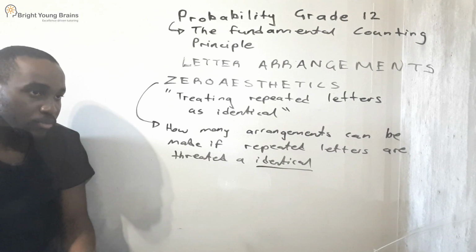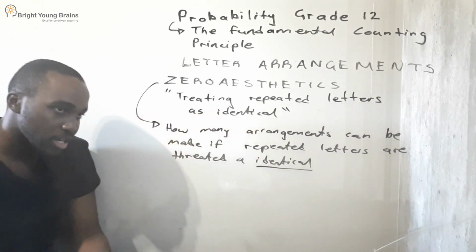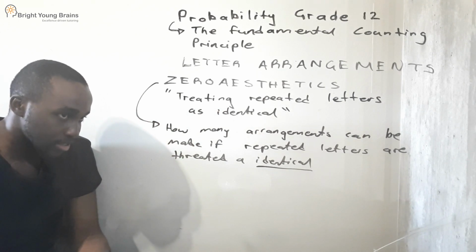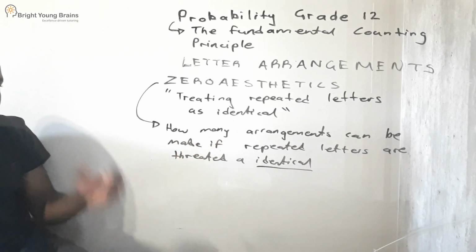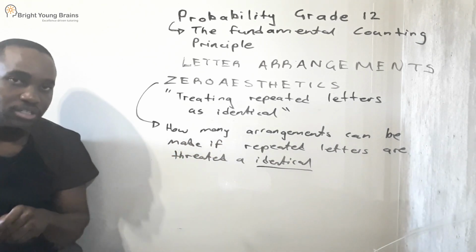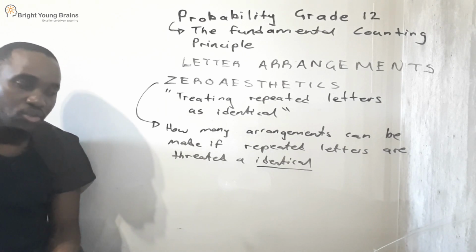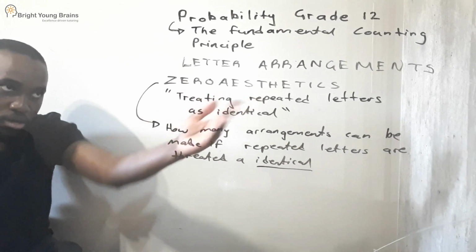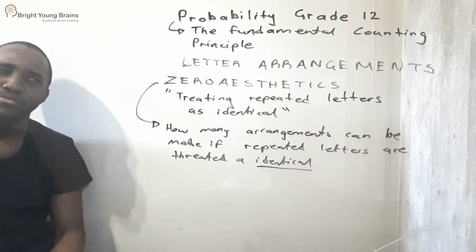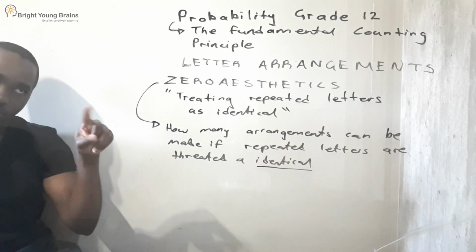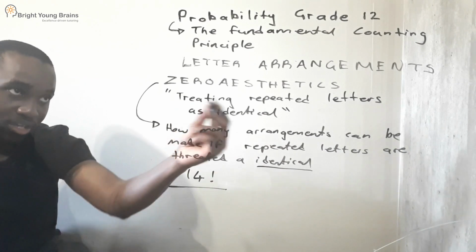With our previous examples, the questions could have easily been worded in such a way that says how many arrangements can be made if the repeated letters are treated as different, you see. So in cases where our repeated letters have to be treated as identical, as in our repeated letters are not standalone, this is what we need to do. For our phrase here, the number of ways that these letters can be arranged is 14 factorial ways.